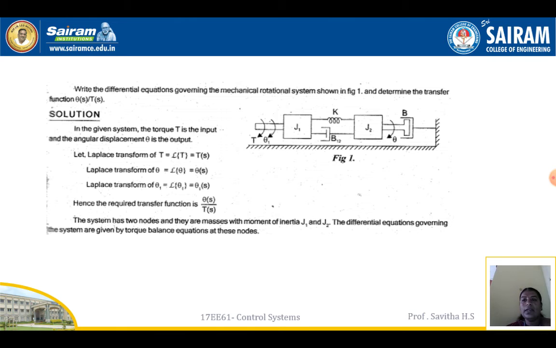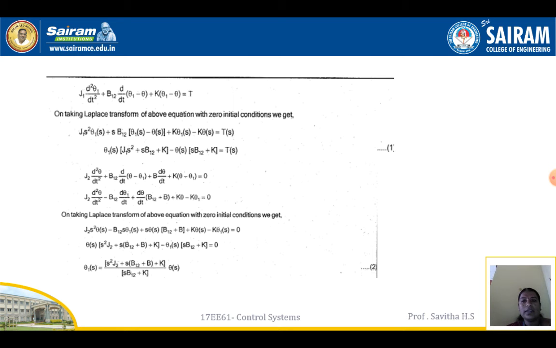Write a differential equation governing the mechanical rotational system shown in the figure and determine the transfer function. So in the given system, the torque T is the input and angular displacement theta is the output. The system has two nodes. They are masses with moments of inertia J1 and J2. So the differential equation is written as J1 d squared theta 1 by dt squared plus B12 d by dt of (theta 1 minus theta) plus K of (theta 1 minus theta) is equal to T.